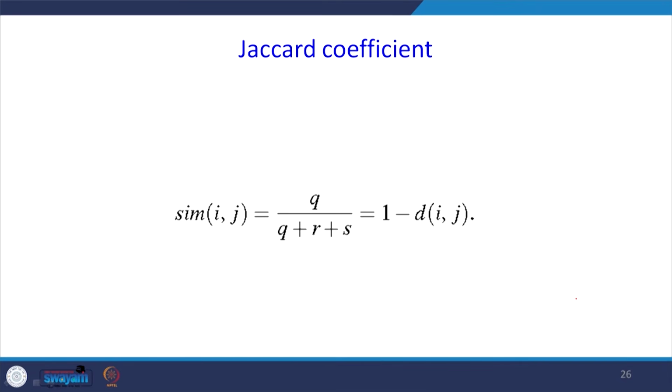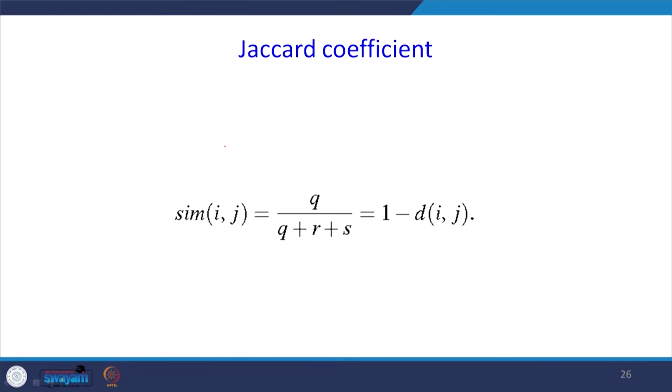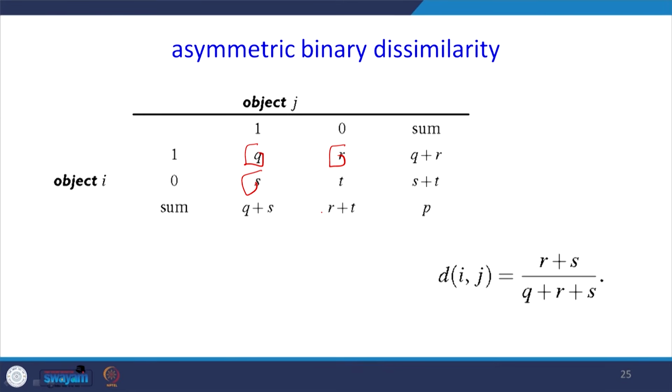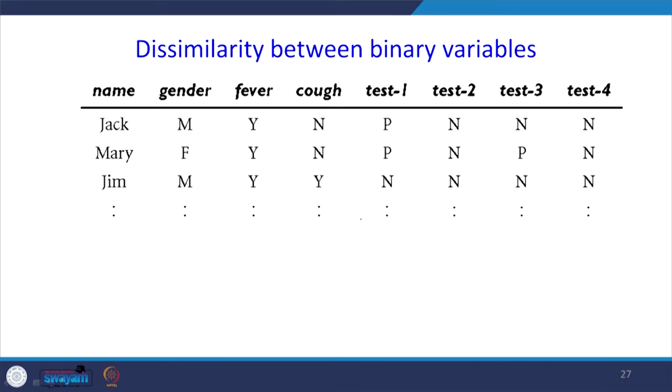We have also seen the Jaccard coefficient, where the similarity between i and j equals 1 minus dissimilarity. So similarity is q divided by q plus r plus s, because we are bothered only about the presence of 1. That is the similarity between i and j for an asymmetric binary variable. If you want to know the dissimilarity, it is simply 1 minus the similarity between i and j.